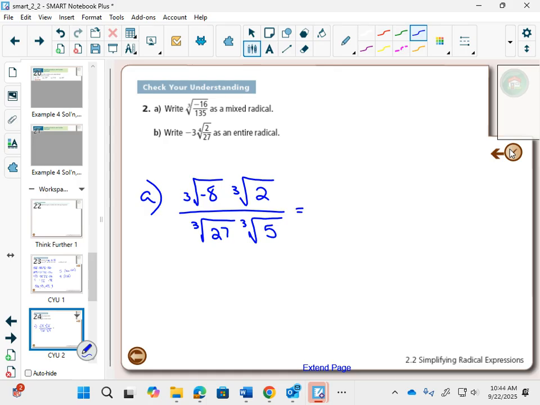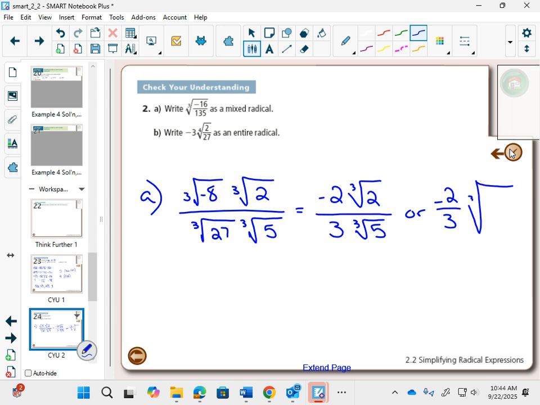And then the cube root of negative 8 becomes negative 2. We're still left with the cube root of 2. The cube root of 27 becomes 3. We're still left with the cube root of 5. I'm okay if you write it like this, or you could put your fraction together and your cube root together as one.